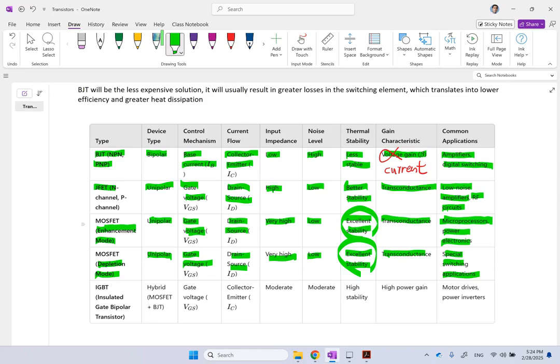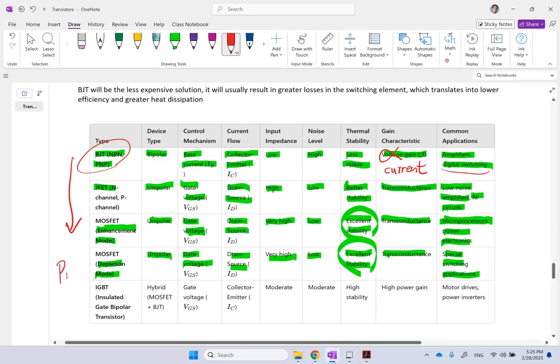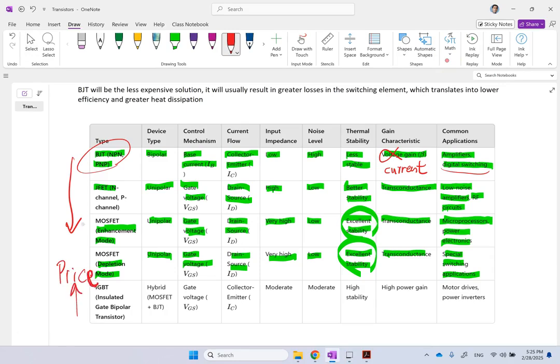Okay? But if it's a simple amplifier, you don't care too much about noise, and it's a simple digital switch, you might get away with cheaper BJT. In general, as you go down this list, the price is going to go up, okay? Because you are getting more and more advanced transistors, more stable ones, less noise and so on, high impedance. So you're going to get more and more expensive ones.